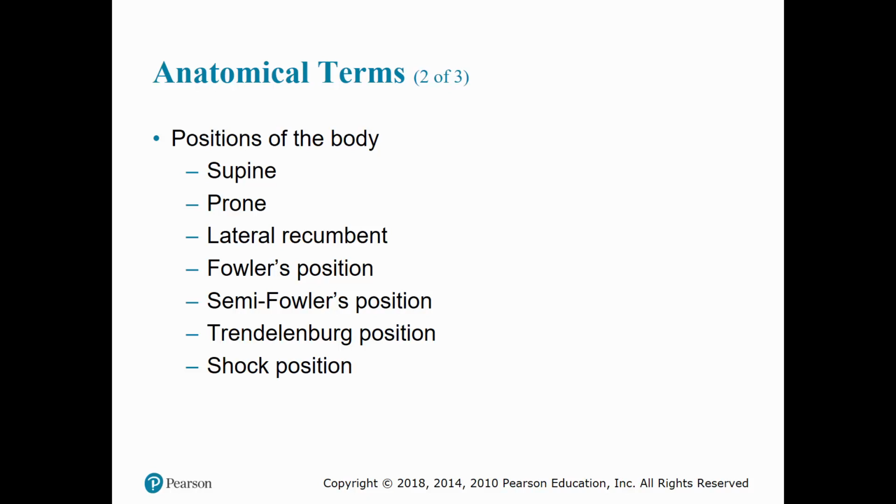Semi-Fowler's position is when a patient is lying on their back with their upper body elevated at an angle less than 45 degrees. So this is a position that we'd have to set the stretcher to. Trendelenburg position is a position where the patient is lying flat on their back, so they're laying supine. However, we have their body inclined to where their legs are elevated higher than their head.